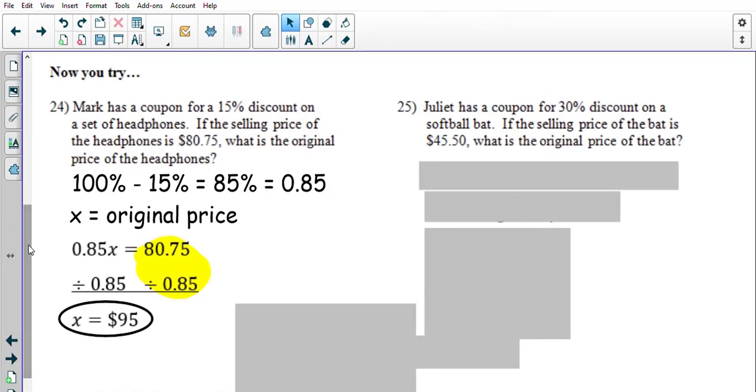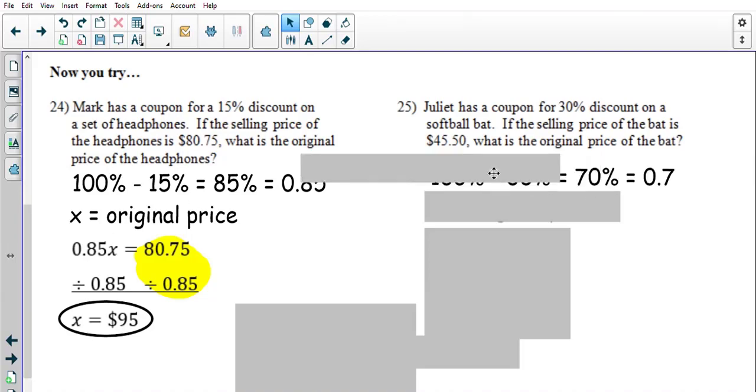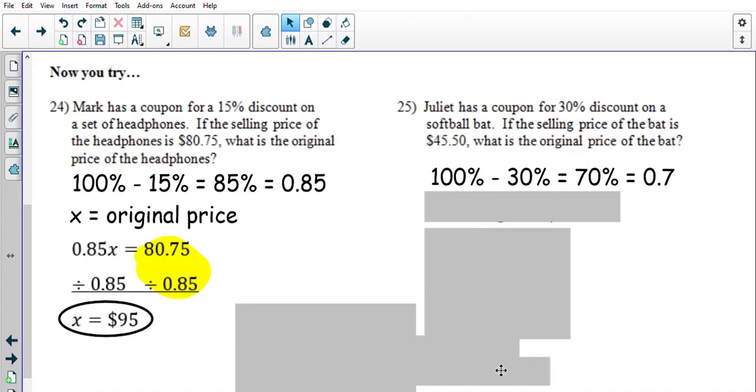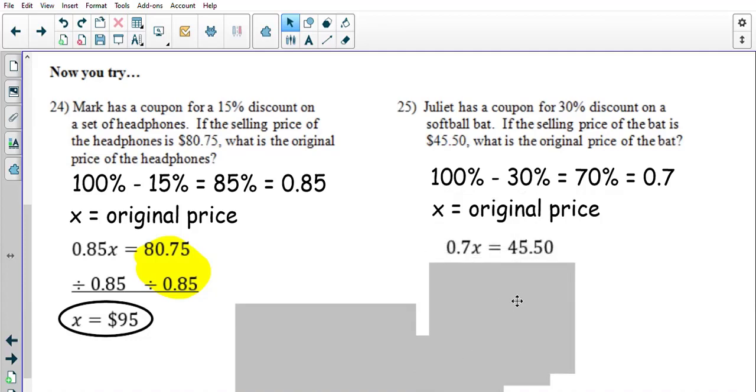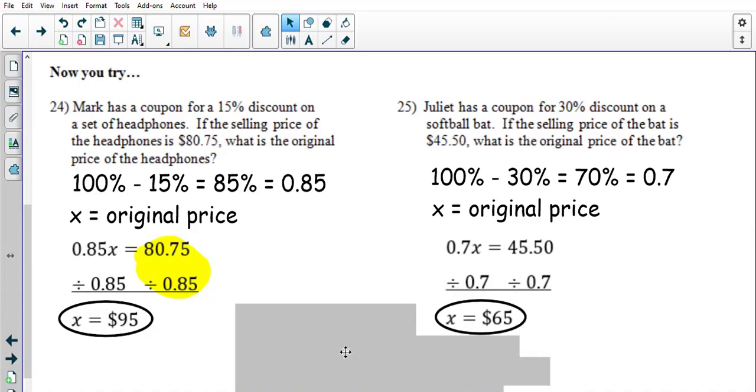Let's try number 25. Juliet has a coupon for 30% discount on a softball bat. If the selling price of the bat is $45.50, what is the original price of the bat? So 100% minus 30% is 70%, or 0.7. We'll let X equal the original price. Take 0.7 times X, that's going to equal the sale price of $45.50. Divide both sides by 0.7, and you will get an original price of $65.